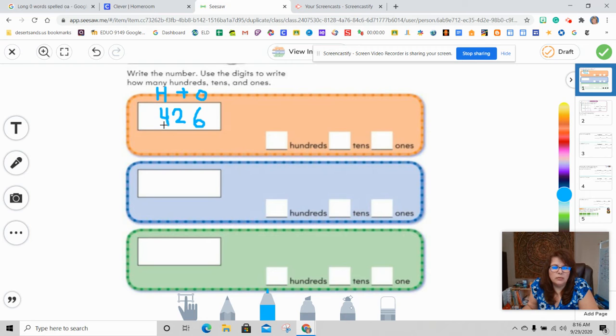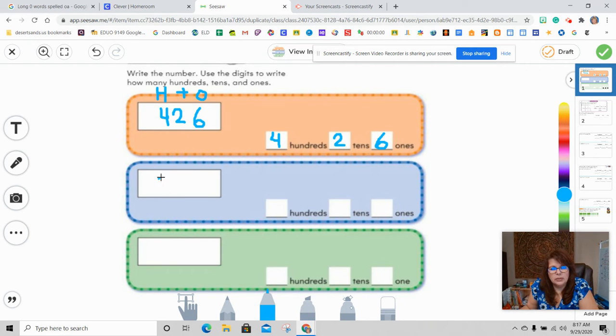So if we go to the 4 in the H, that means there's 4 hundreds. So I already know that it's 4 hundreds. And then the digit 2 is in the T, which means 2 tens. And the digit 6 is in the ones place, so we have 6 ones. Okay, what if Even had 204?